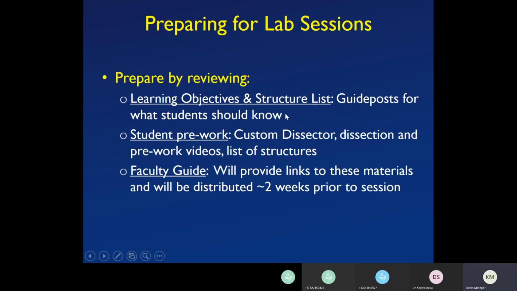So first, we're going to ask you to prepare by reviewing the learning objectives. The learning objectives are really the crucial things that we want our students to know. They'll say things like, describe the structure of the intrinsic muscles of the back, something like that. In addition, we'll be giving you a structure list. These are the specific structures and some relationships that we want our students to know. These are the guideposts.